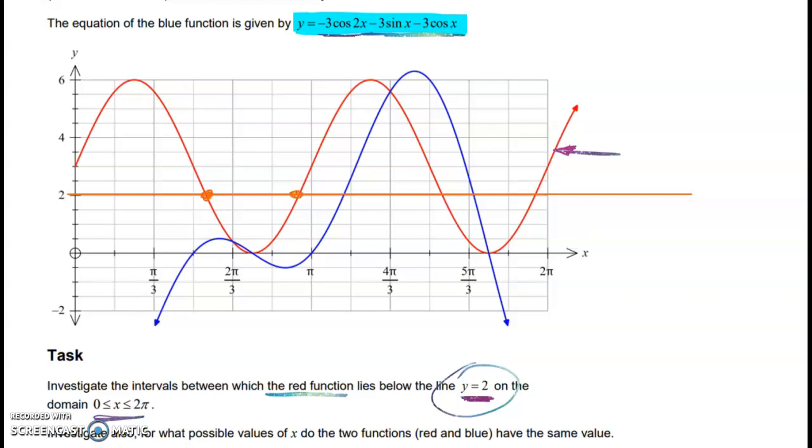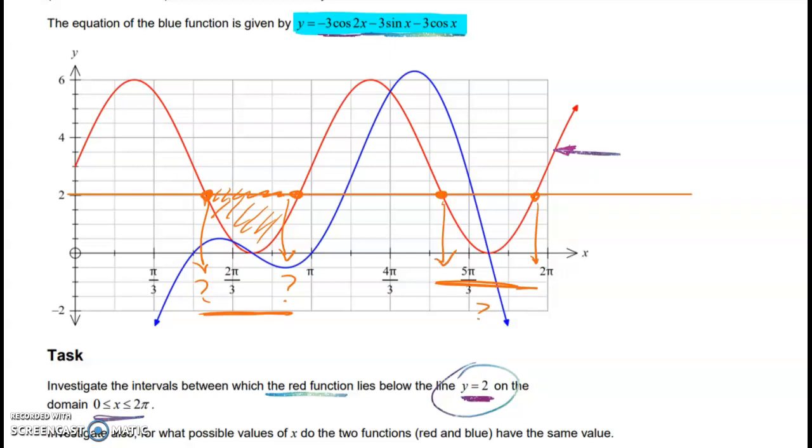So we're first going to find the intersections, and there'll be 4 of them. And then we're looking for this area here. So what are these x values? Here and here.